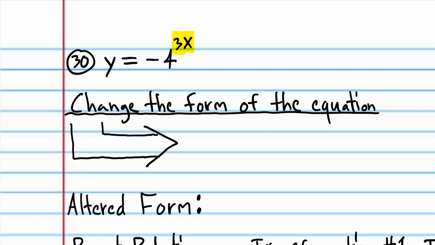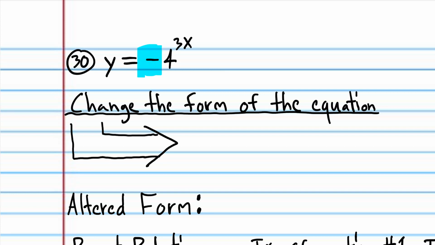We have x multiplied by 3. That means you're going to have a horizontal compression. You're going to divide all the x values by 3. Remember, it's the exact opposite of what you would think. It's not multiplying x values by 3. You're going to divide all the x values in the graph of the previous equation by 3.